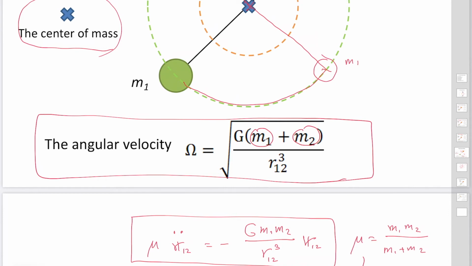And in this case, from the assumption of the circular restricted three-body problem, circular meaning r sub 1 2 is constant. So m sub 1, m sub 2, and r sub 1 2 are constant, so omega is a constant quantity.